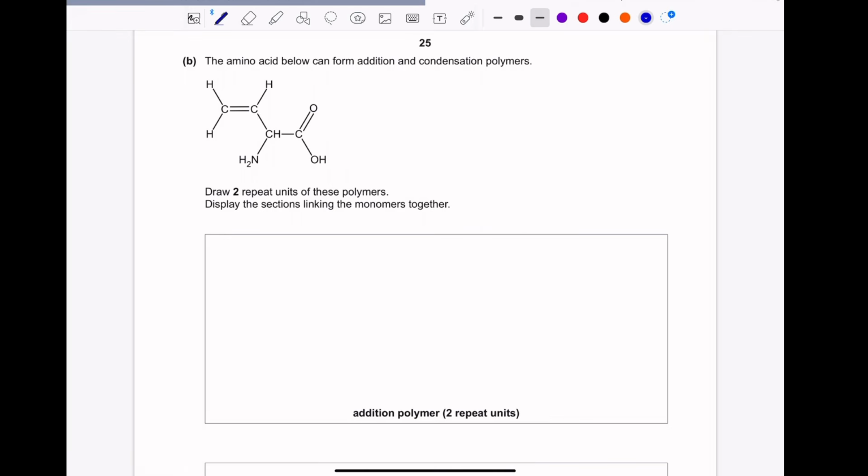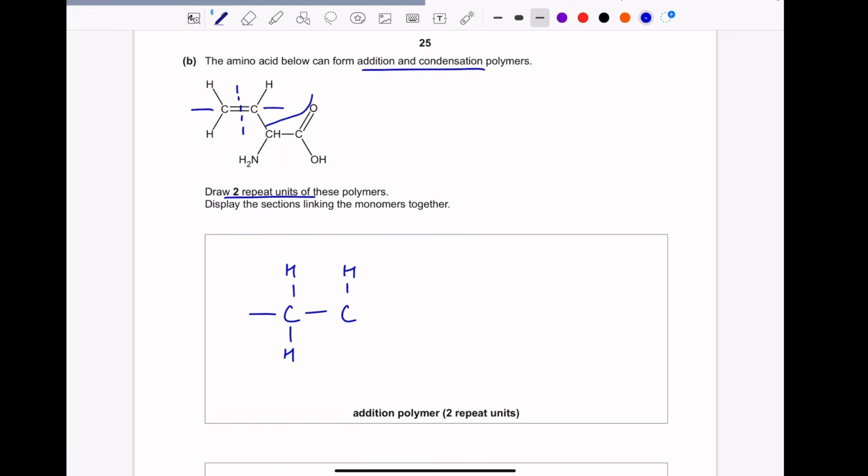Then question part B shows an amino acid that forms addition and condensation polymers. Draw 2 repeat units of these polymers, displaying the sections linking the monomers together. For the addition polymer, that requires the breaking of one of these double bonds to form these trailing or extending bonds to neighboring monomers. And to draw that, you can start with the 2 carbons that are part of the double bond and their associated hydrogens.